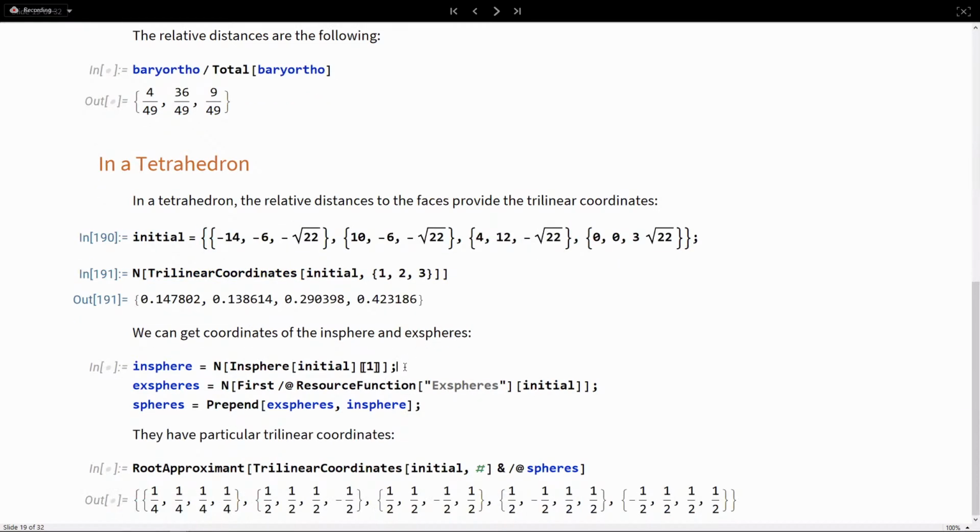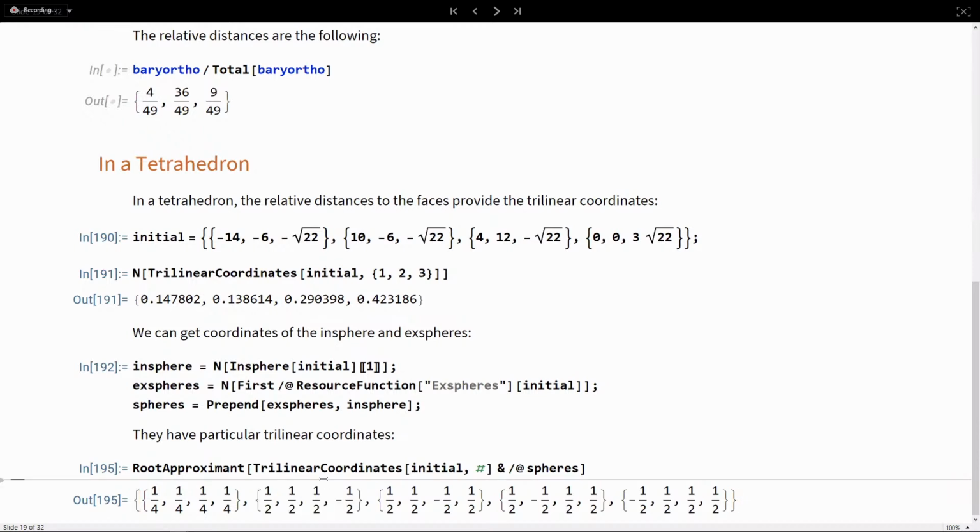We can also get coordinates for the n-sphere and x-spheres. And in trilinear coordinates, they have interesting values. The center point of the n-sphere, the relative distances are all the same. They're all 1/4, because there's 4 distances to the faces, but the n-sphere is right at the center and tangent, so they all have the same distance.